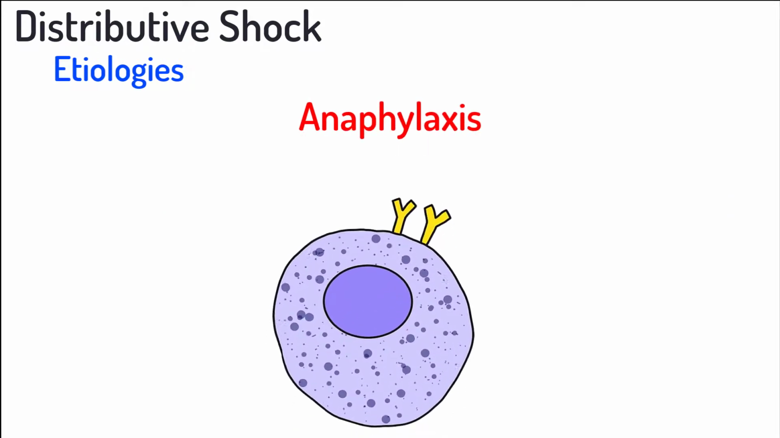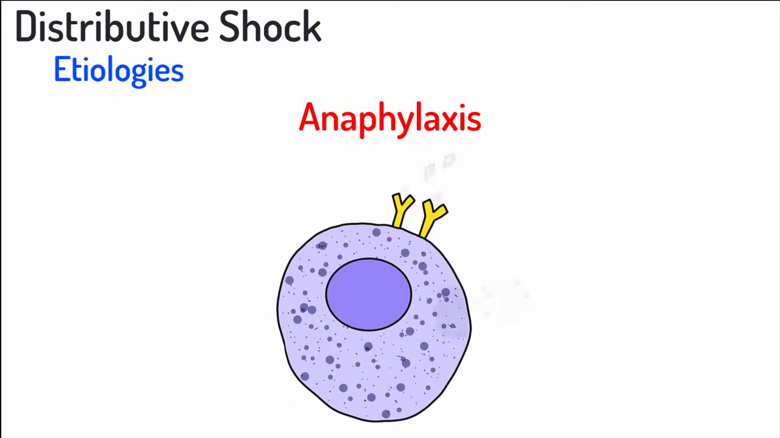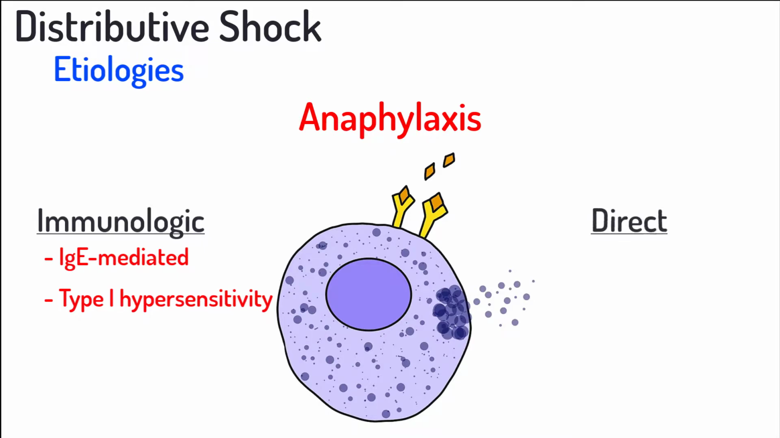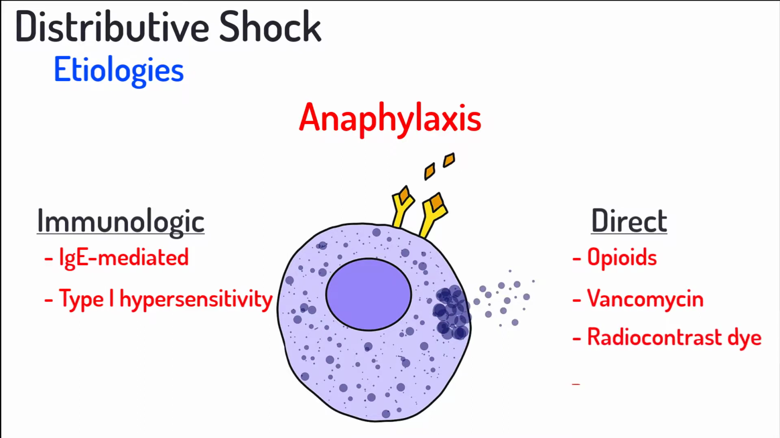Anaphylaxis is another such example. The sudden and widespread release of chemical mediators from mast cells and basophils can result in severe vasodilation and distributive shock. Anaphylaxis generally represents an IgE-mediated type 1 hypersensitivity reaction, though mast cell and basophil degranulation may also be triggered directly by certain substances, including opioids, vancomycin, and radiocontrast agents, among others.